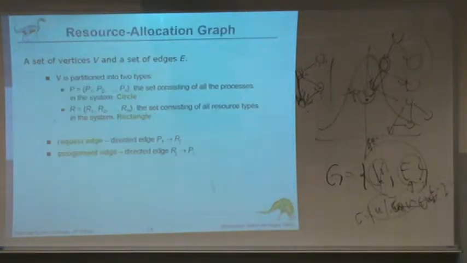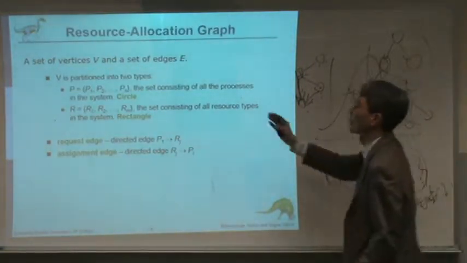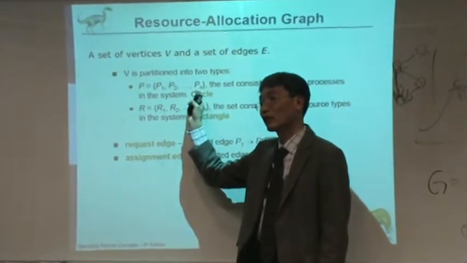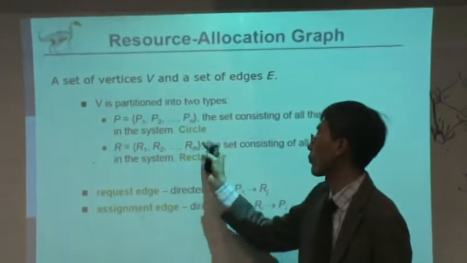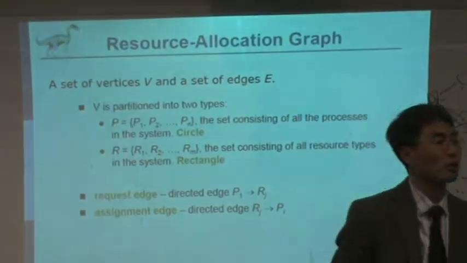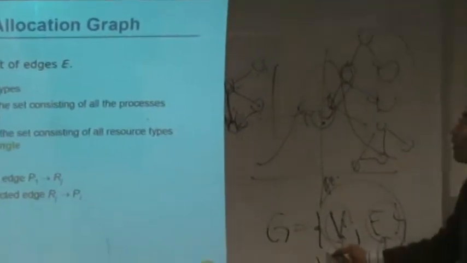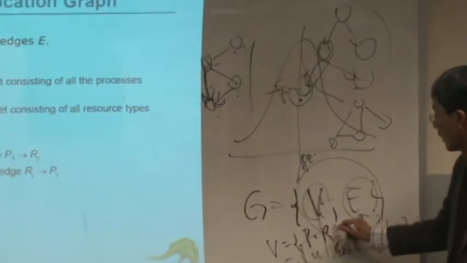Another one is for resource. So there are two types of node. One is process. We are going to use the circle to represent the process. We are going to use the rectangle to represent the resource. Two types of node, which means we consist of the P and R.